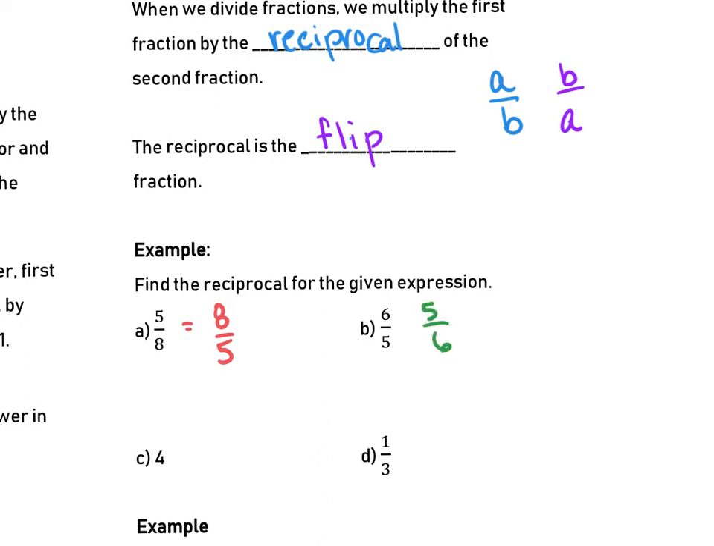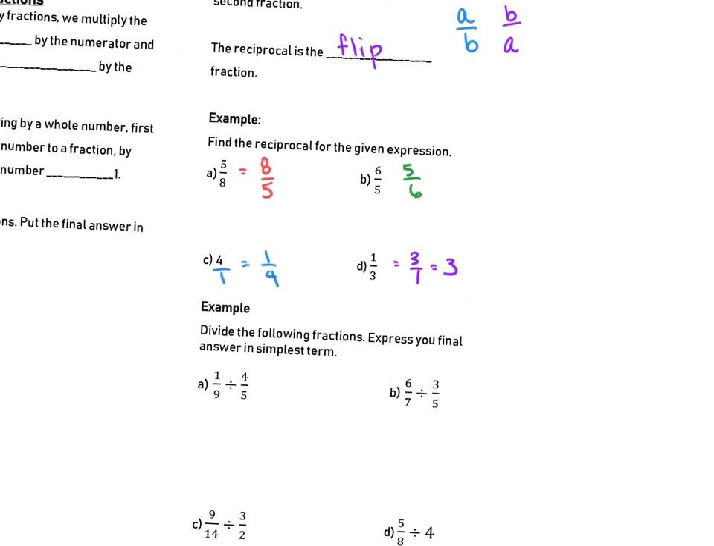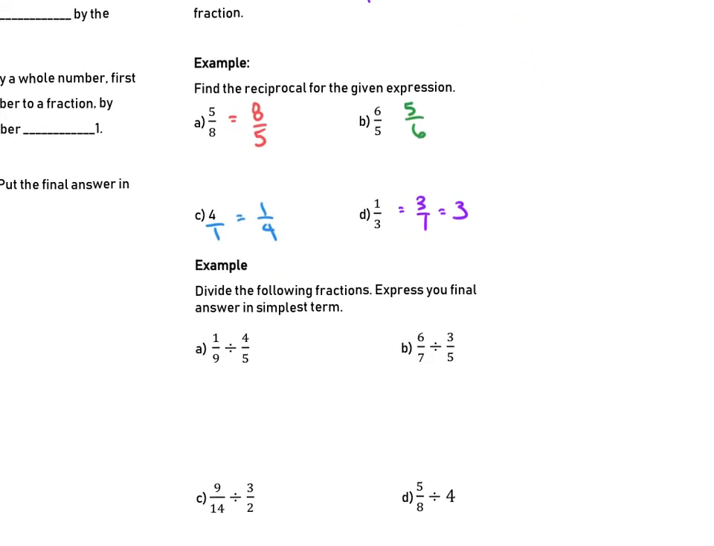The reciprocal of 4. Well, remember, we need to write 4 as a fraction, 4 over 1. So when you flip it, it's just 1/4. And the reciprocal of 1/3: when you flip 1/3, you get 3 over 1, or just 3. So that's what a reciprocal is. And so the way this works now is we're going to use the multiplication process, but instead of using just straight multiplication, we're first going to flip the fraction. We're first going to find the reciprocal and then multiply.